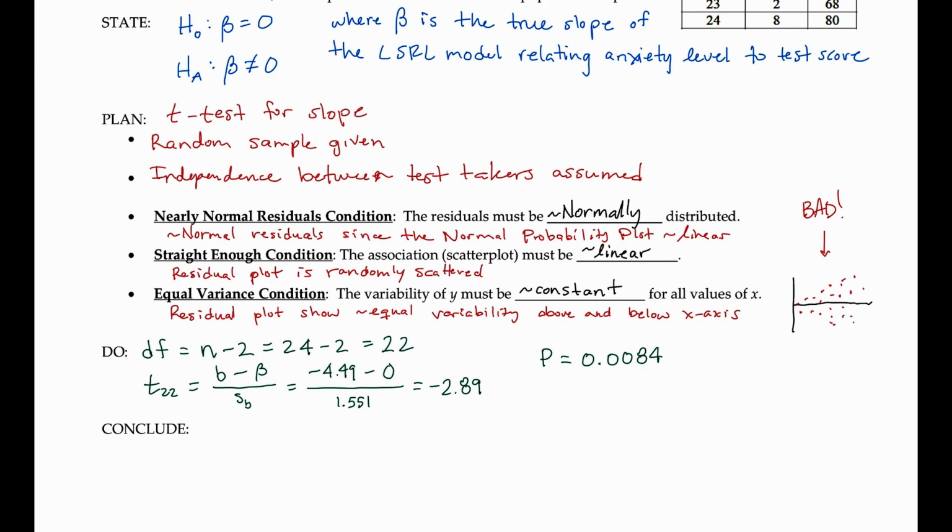So in the end, we get a p-value of 0.0084. In a situation like this, when you're given the data, you're going to enter the data and go straight over to the calculator t-test. All you need to report out is your degrees of freedom, your test statistic, and your p-value. You don't have to do those by hand.